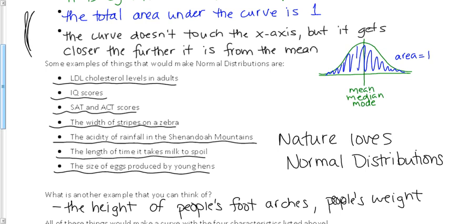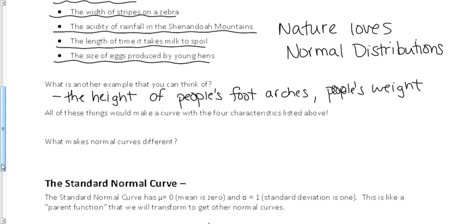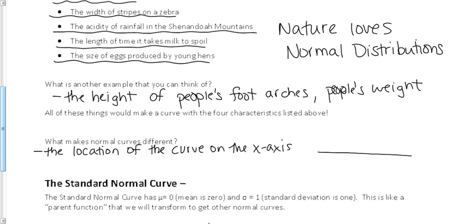All right, so what can make normal curves different? Well, depending on what the average is, since the average is in the middle, we could say the location of the curve on the x-axis changes. So for instance, if I were going to do the average weight of people all over the world, I might get this bell-shaped curve. Then if I were going to do the weight of people in a 4th grade class, well, maybe that one would be down here to the left because the average would be lower.